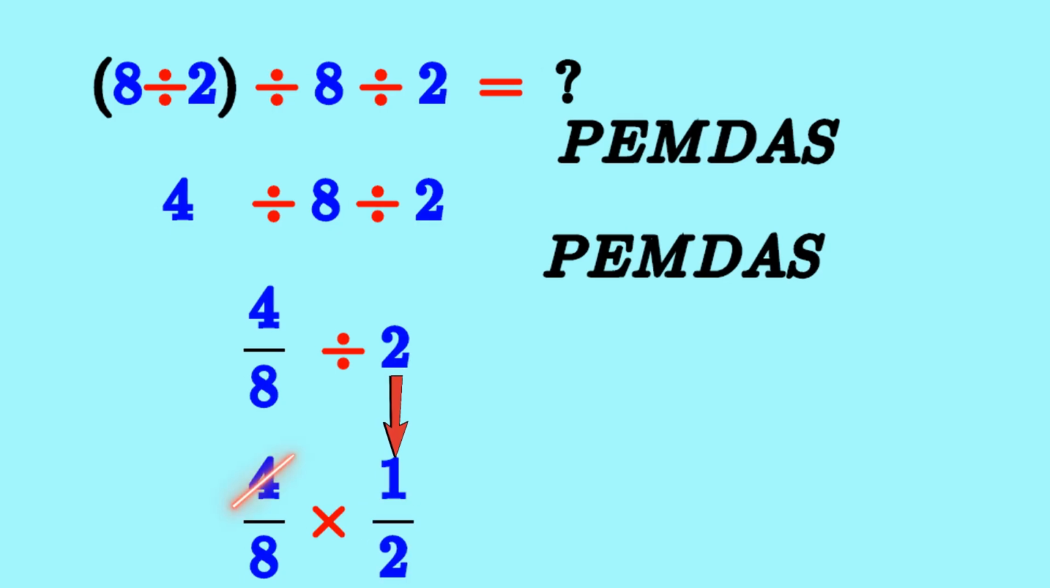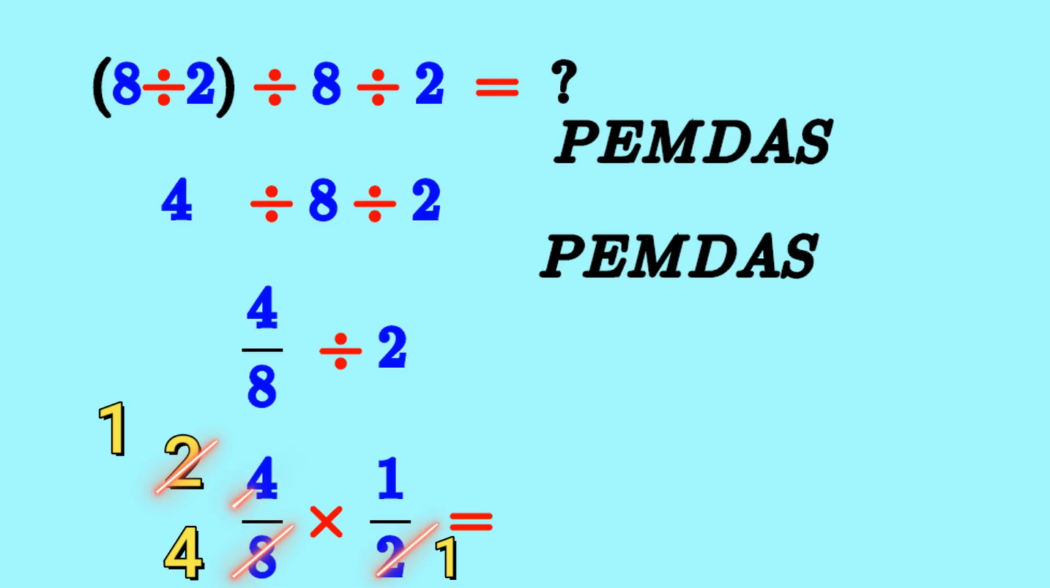4 divided by 2 equals 2, and 2 divided by 2 equals 1. 2 divided by 2 equals 1, and 8 divided by 2 equals 4. And our final answer is 1 over 4.